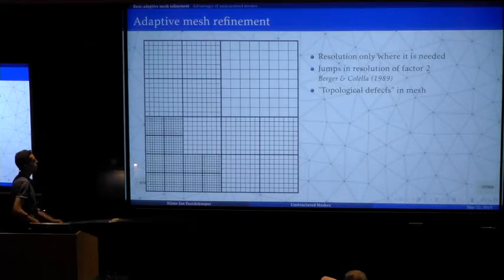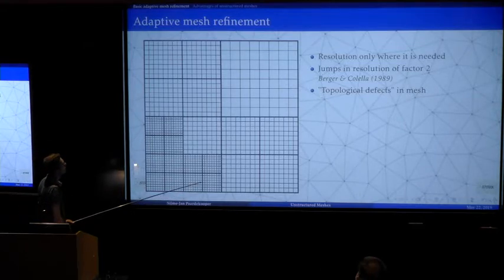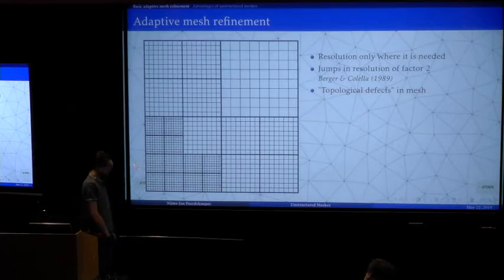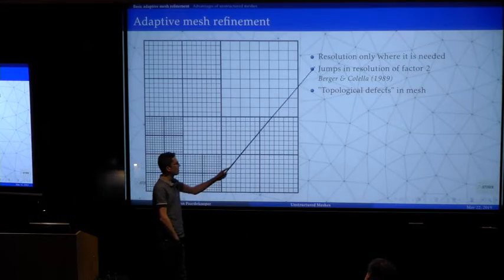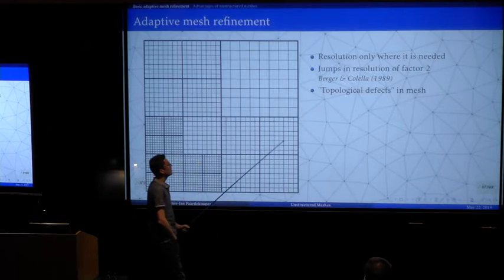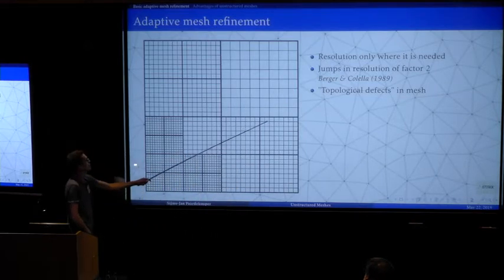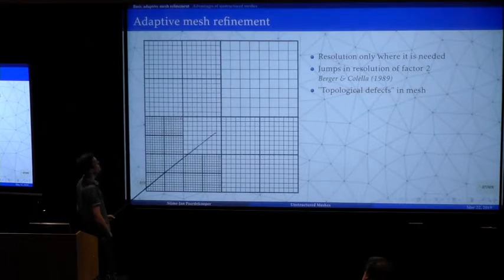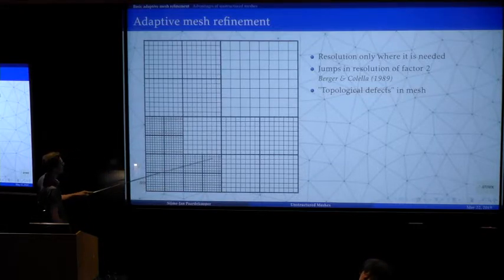So this is a typical refined grid where we need high resolution here, but very importantly, you can be very efficient in putting resolution only where it's needed. But you get these, what you can call topological defects in the mesh, where this grid point has one neighbor in each direction, but here it suddenly has 2 neighbors. So you need to do something special at these locations, and these are wherever there's a jump in resolution.